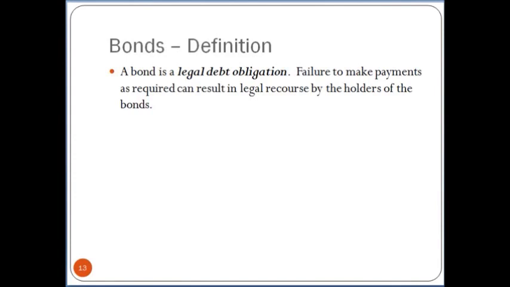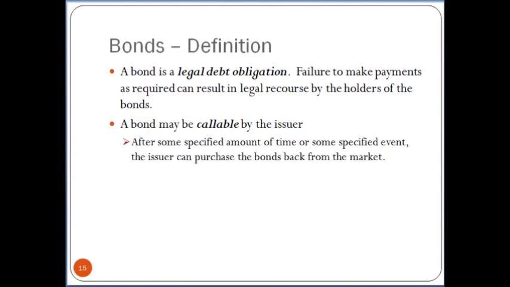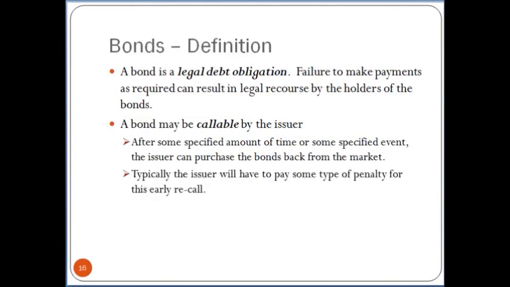So a bond is a legal debt obligation. Failure to make payments as required can result in legal recourse by the bond holders. These are just some additional features. A bond can be callable by the issuer. Given certain parameters that were agreed upon when the bonds were first created, a bond issuer may be able to require the person holding the bonds to return them to the issuer. Typically, the issuer is going to have to pay some type of penalty for this kind of an early recall.